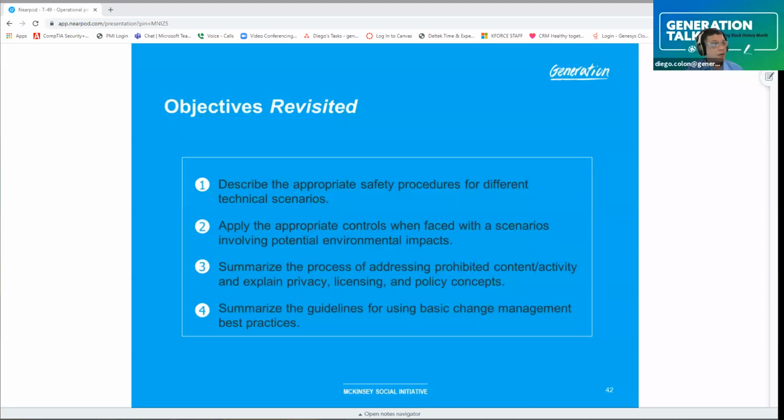So we're at the end here. As we know, there is a lab associated with this, but overall, by this point, we should be able to describe the appropriate safety procedures and different techniques in given scenarios, and apply the appropriate controls when faced with these scenarios. And as we said, unfortunately, we are no one's friend in these scenarios, so we need to be able to address any prohibited content and activity. And inside the incident response plan, we need to make sure that the proper chain of custody is adhered to, and that the information is secure.